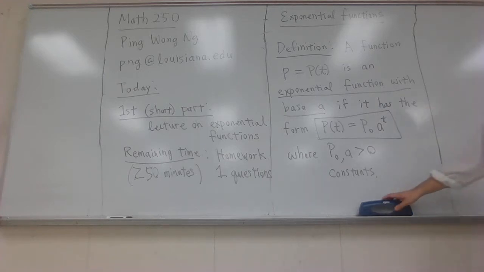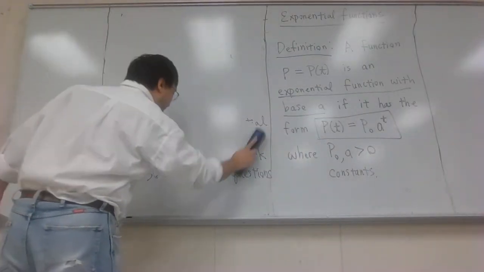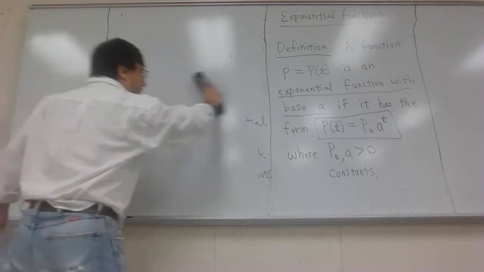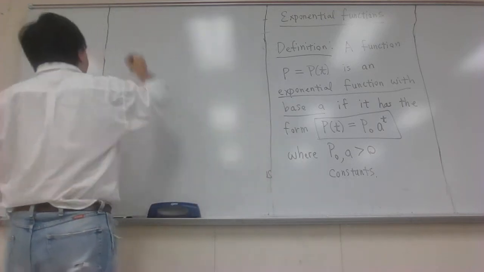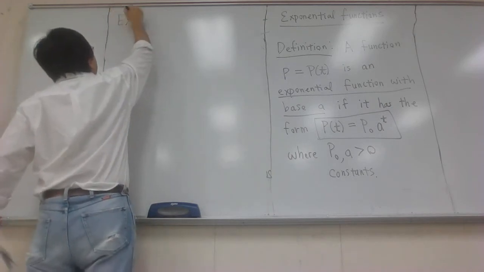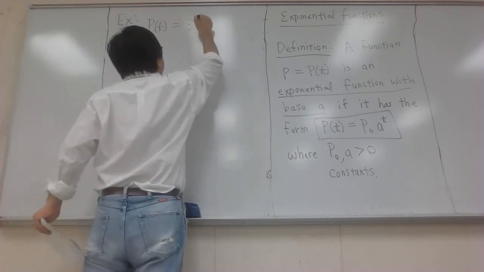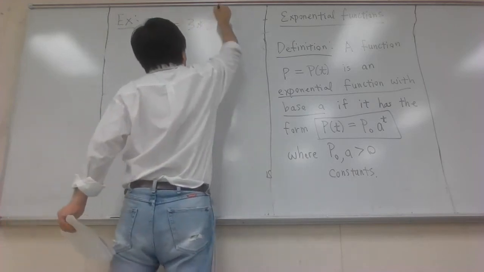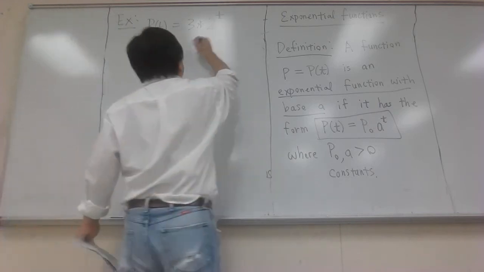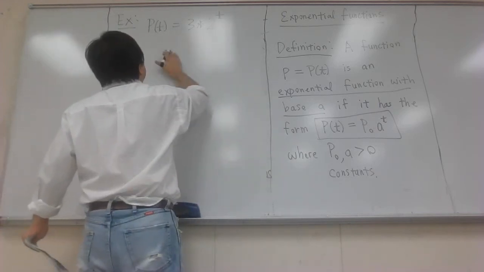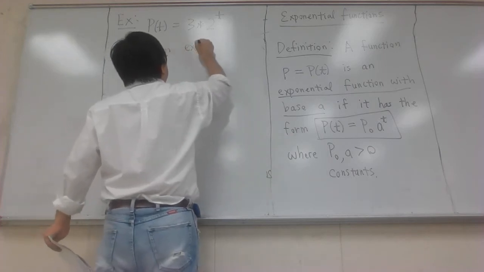Let me give you one concrete example. For example, P of t equals 3 times 2 to the power of t. This is an exponential function.